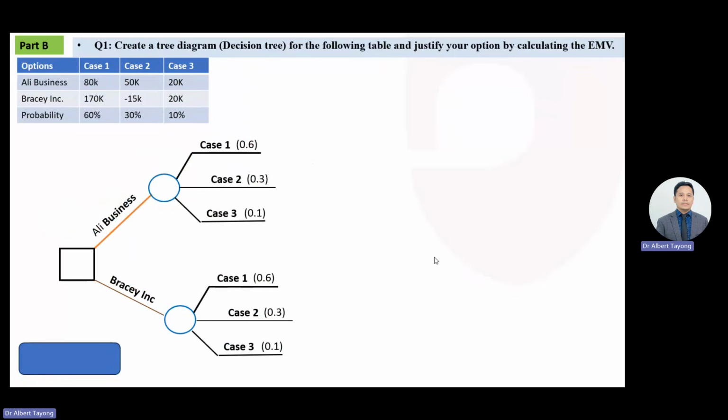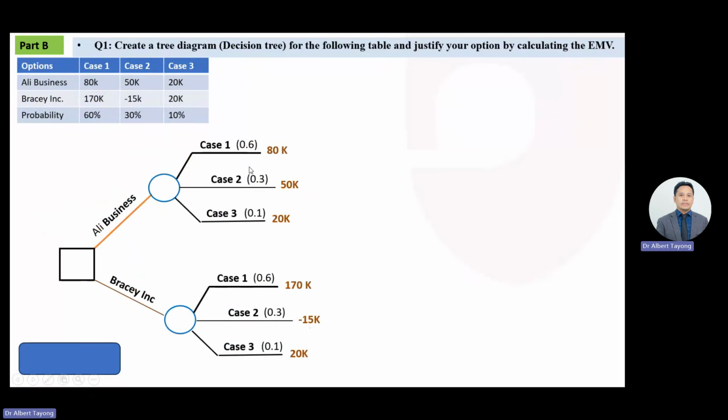And then we write the values from the table. Follow the table accordingly. Ali Business, we have 80K, 50K, and 20K. K means 1,000. So the first one is 80,000, followed by 50,000 and 20,000. Here we have 170,000, negative 15,000, and we have 20,000. Then we calculate the EMV of each option.